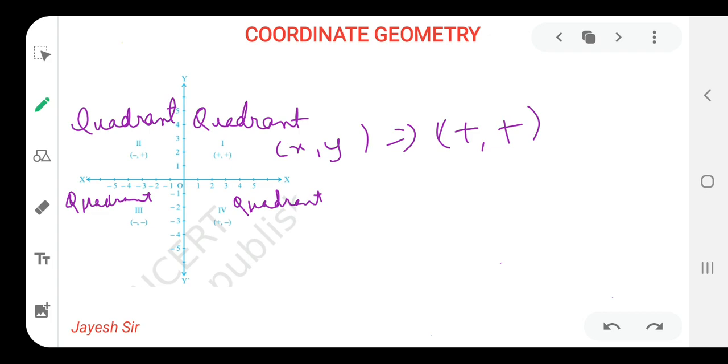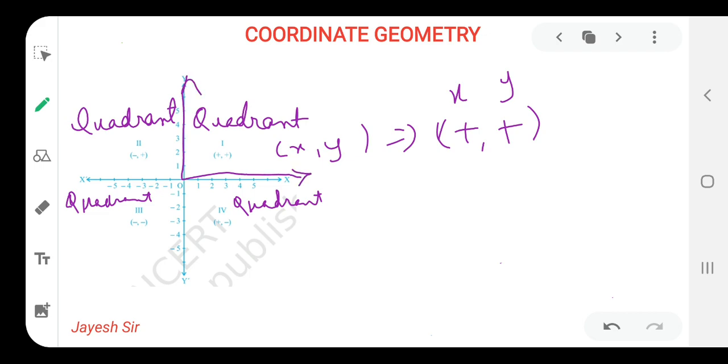That thing might be clear after a lot of practice, or we can say by the end of this video you can easily get which quadrant it is of. So plus plus means here the value of x is positive and the value of y is also positive. You can see that this whole thing is said to be quadrant 1.